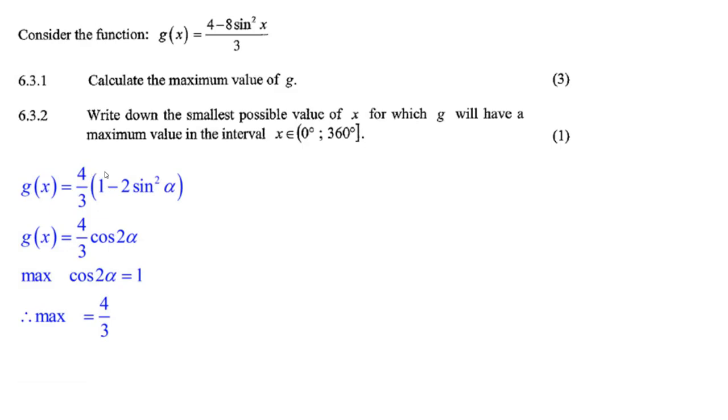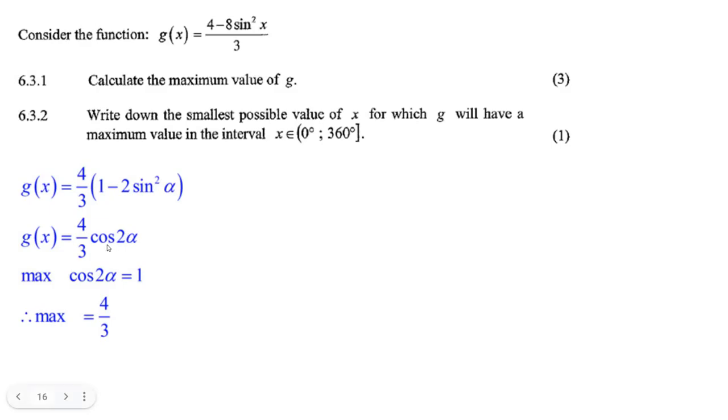You see 4 times 1, 4 times 2. 1 minus 2 sine squared, that's the cosine of a double angle. Now, that's a pretty good trick. But the cosine of a double angle, the maximum of cosine is 1. But this is 4/3 times 1. So instead of being 1, the max would be 4/3.